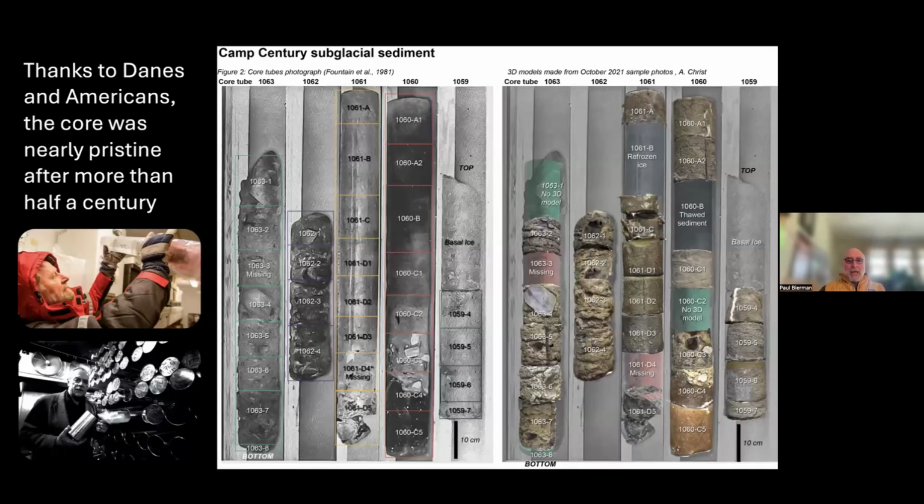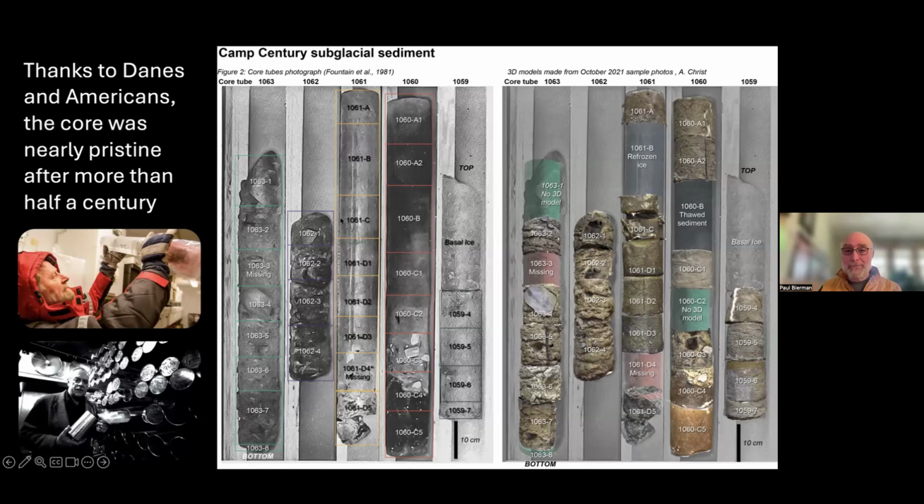So at this point, I think I really have to say thanks to 2 men who are responsible for keeping these cores frozen. And the first is Chet Langway down at the bottom. That's a picture of him in the Buffalo freezers. And the second is JP Stevenson in Denmark. JP runs their ice core storage facility, and these cores were nearly pristine after half a century. And without these 2 and their curation, we wouldn't have the science to talk about.